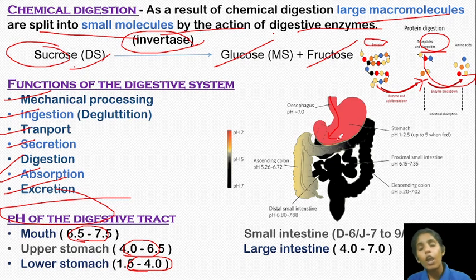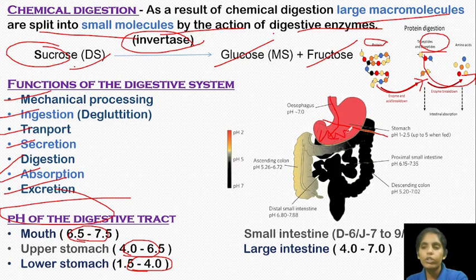Also, the hydrochloric acid secreted into the stomach will get accumulated in the lower part. In the lower part, all the food and the HCl will be present, and the upper part will remain empty. So, as all the hydrochloric acid and the food is present in the lower part, the lower stomach has a highly acidic pH.